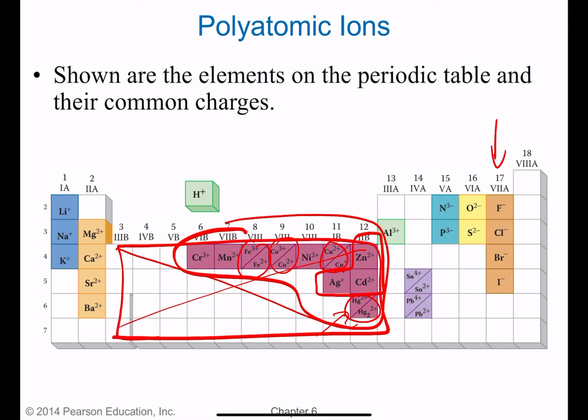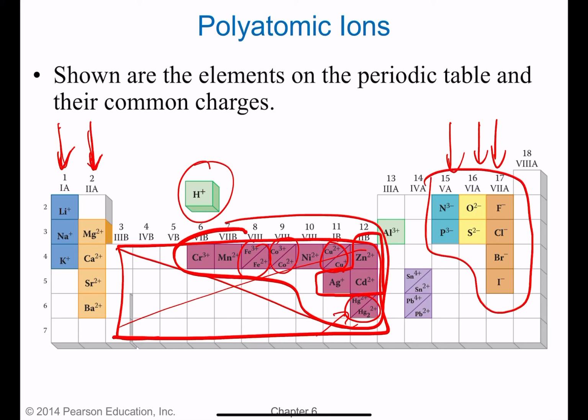But this grouping and these groupings here, you really need to try and memorize the fact that metals in group 1, they're always going to be +1. Metals in group 2, those are all going to be +2. Hydrogen's always +1. And then these 3 over here, make sure you have that memorized. And also aluminum. Aluminum is always the +3.